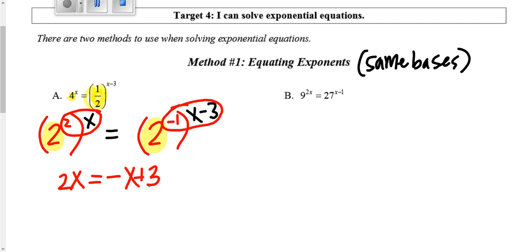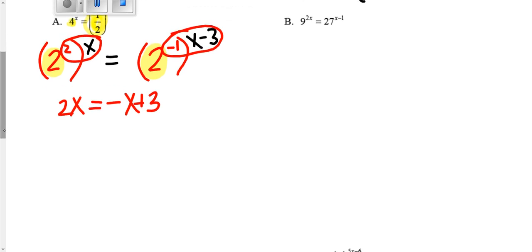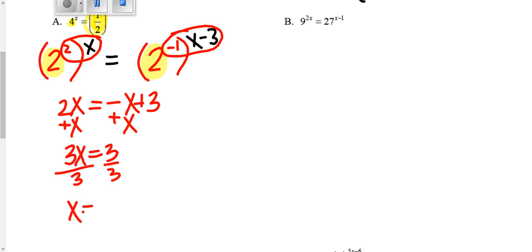Notice what I did there: I ignored the 2's that I highlighted, and I just set the exponents equal to each other. Once you get the same base, you can actually ignore those bases. And then this is a really easy equation to solve. I'm going to add x over. So now I have 3x equals 3. If I divide by 3, I get x equals 1.